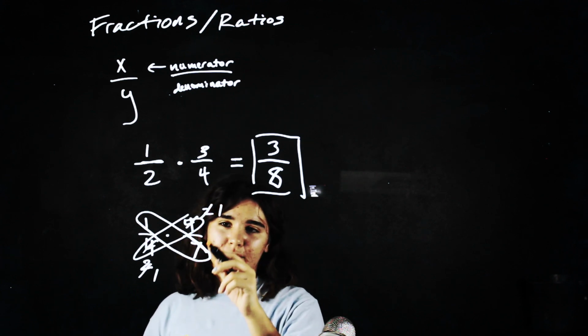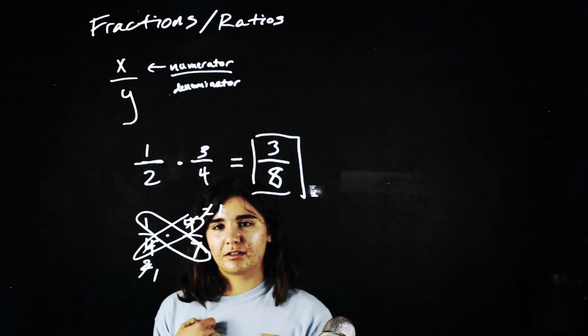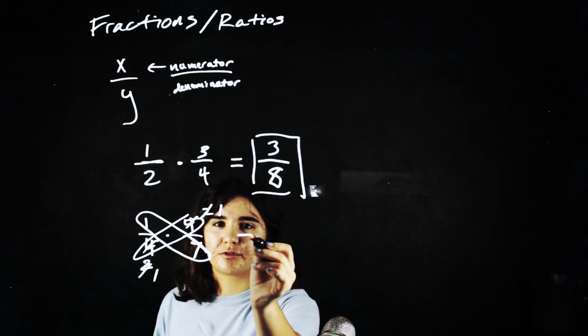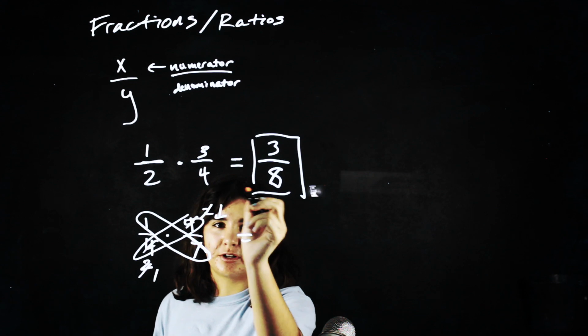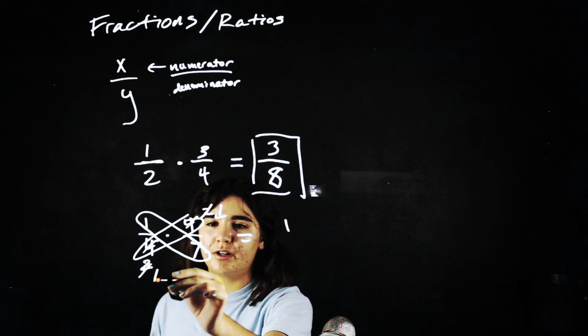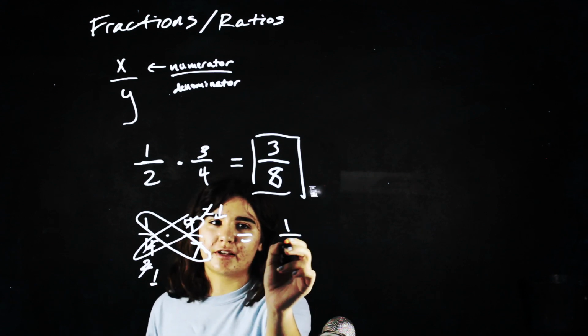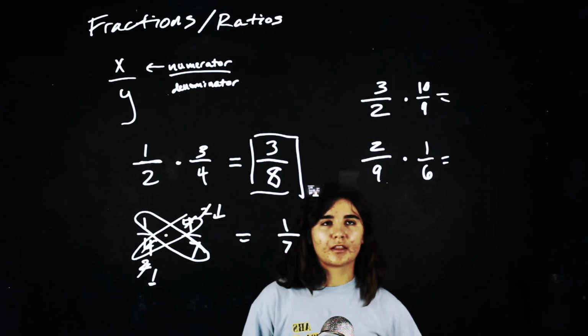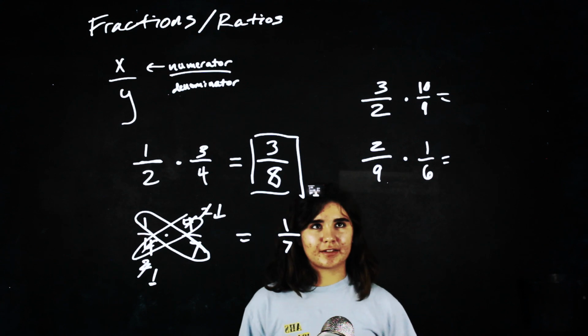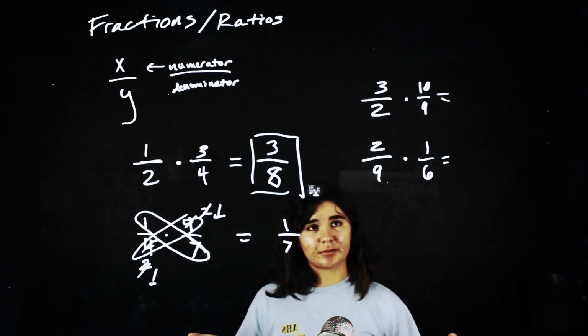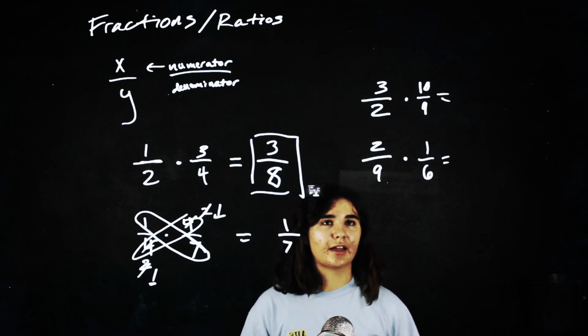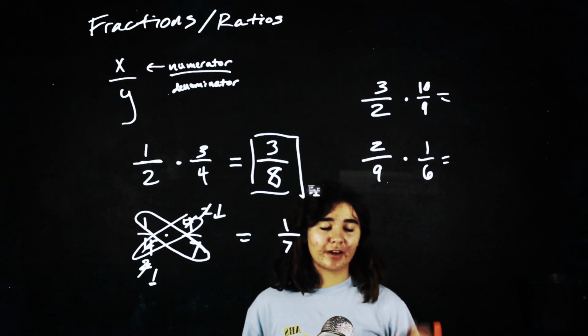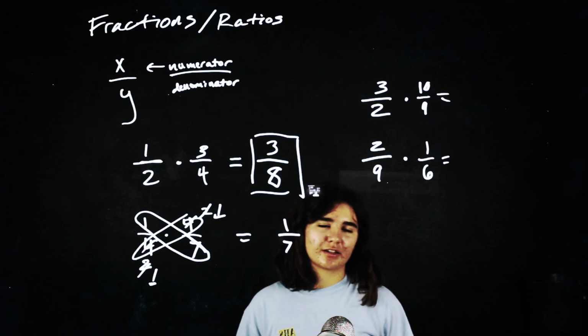Now, after we're done simplifying, we can just multiply across per usual. So 1 times this one is 1, and this 1 times 7 is 7. So this would get us to be 1/7. Alright, so I'm just going to give some more examples of cross-canceling, and then we'll move on to dividing, and then adding, subtracting, and then ratios.